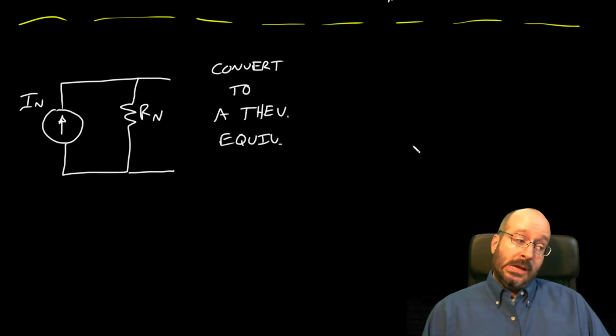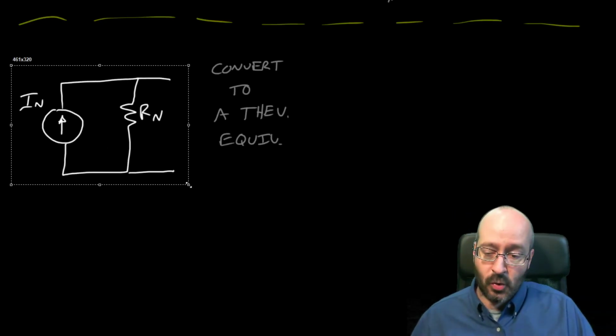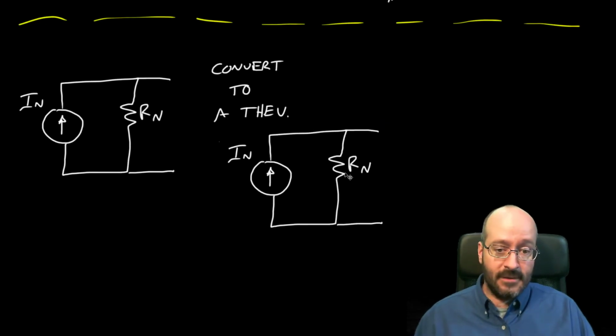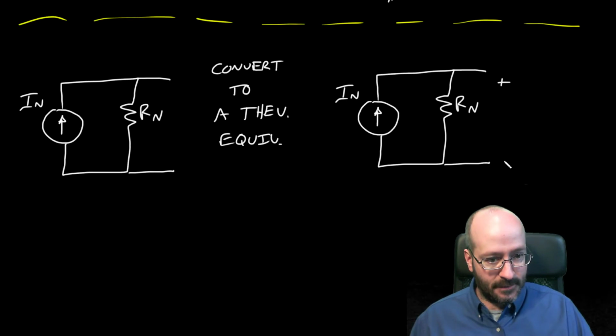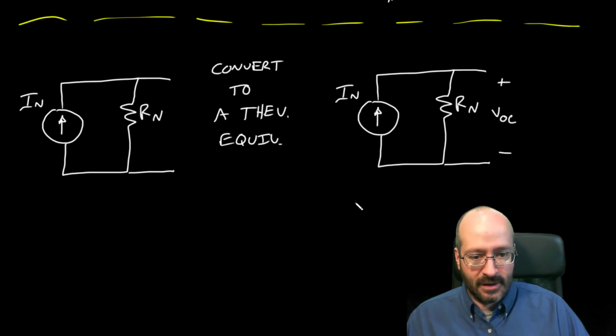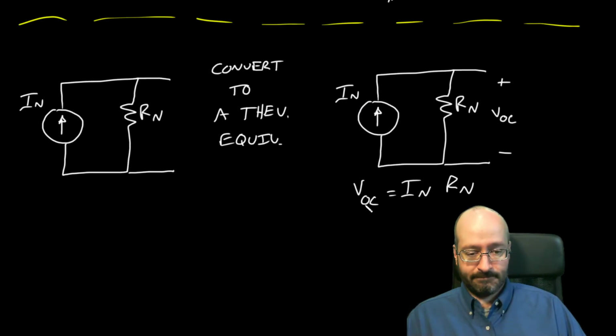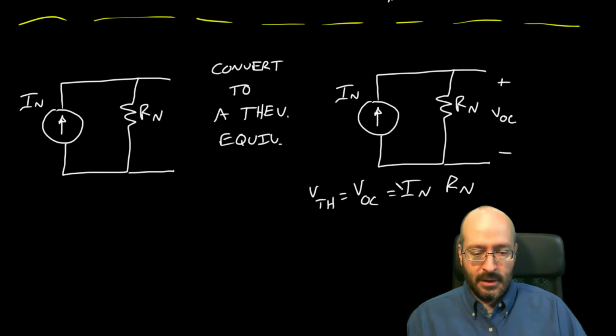All right, in order to do that, we're going to find V open circuit, which of course is V Thevenin. The load is not drawn here, so we're going to find V open circuit here. Well, look at this. There's only one current flowing in this circuit, and we can say that V open circuit is I Norton times R Norton. Again, following Ohm's law. And that's, of course, V Thevenin, right?